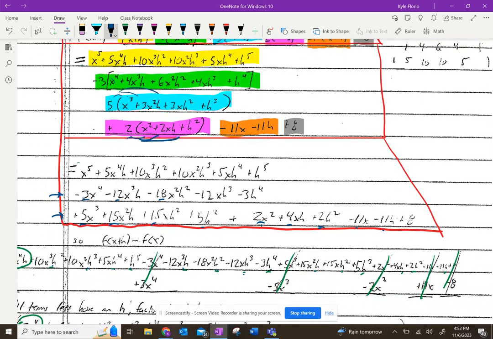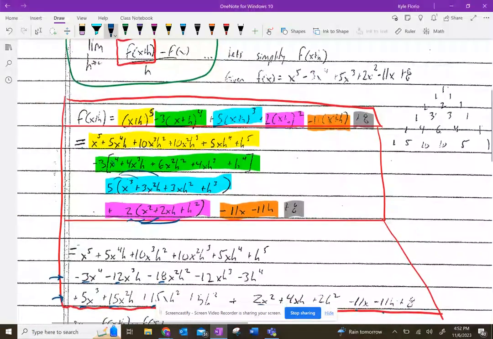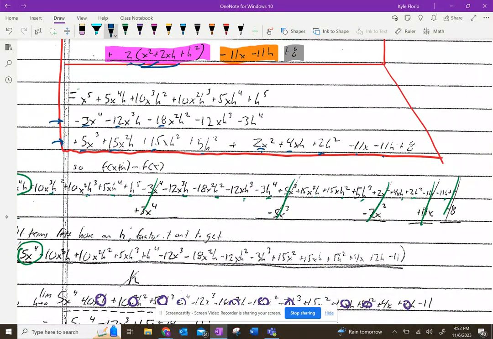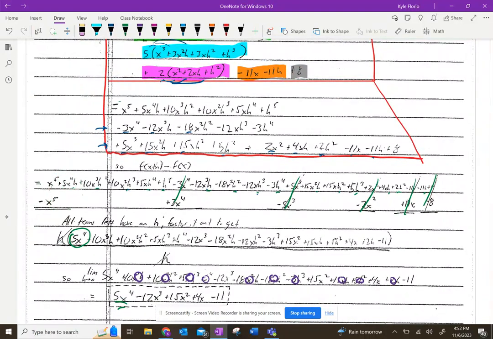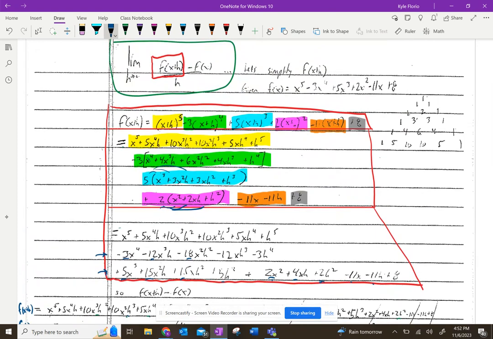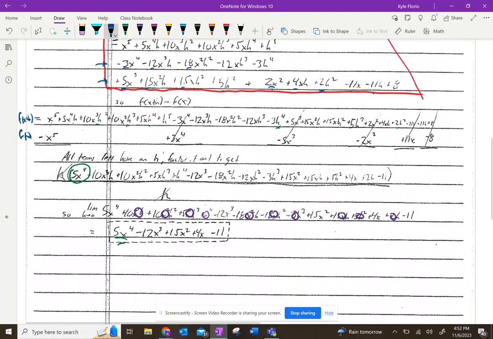So this entire thing is just the f of x plus h part. We have to subtract f of x from it. So I took this and wrote it all on a single line. And underneath, so this is f of x plus h right here. And this is f of x. So f of x is the x to the fifth, x to the fourth, 5x cubed, 2x squared, 11x, and 8. And when we're subtracting, all these signs become the opposite. So this becomes a minus, a plus, a minus, a minus, a plus, and a minus, what you see down here.